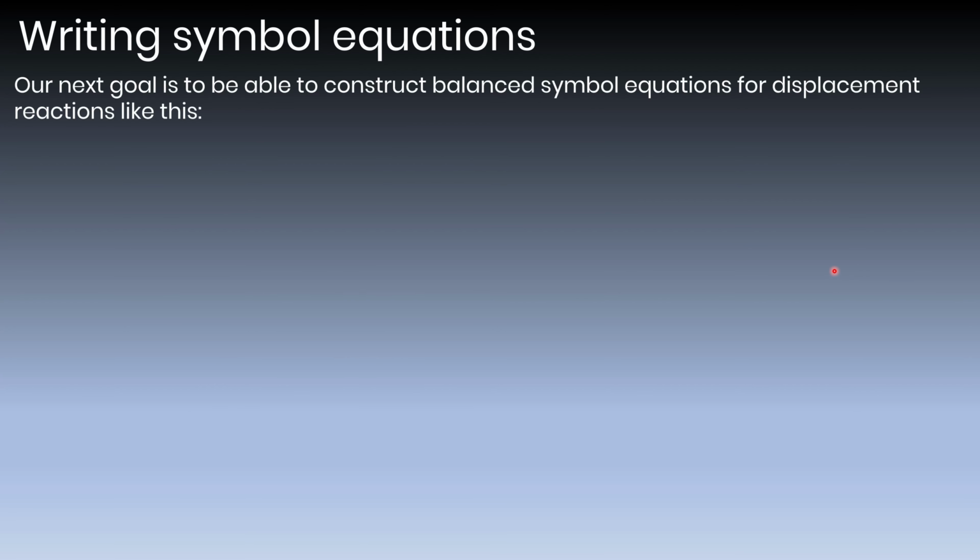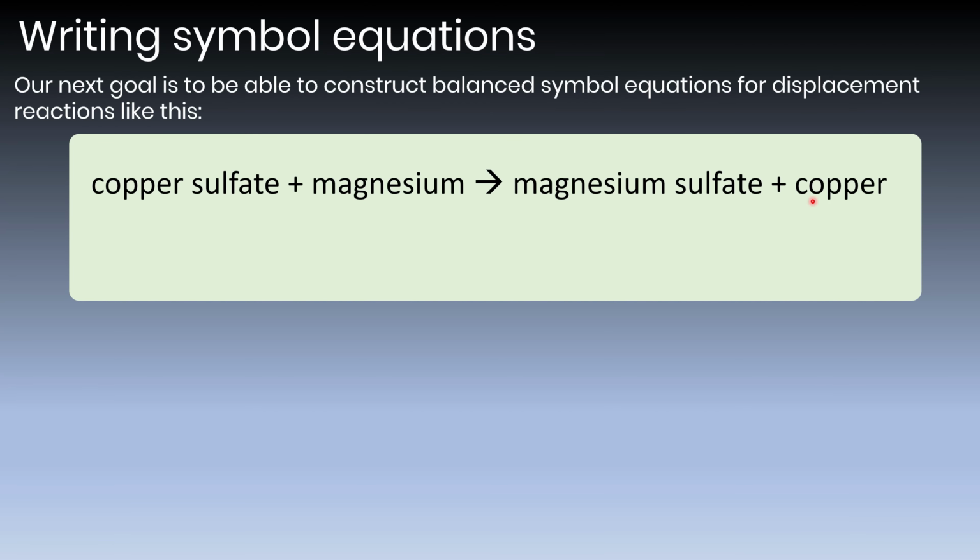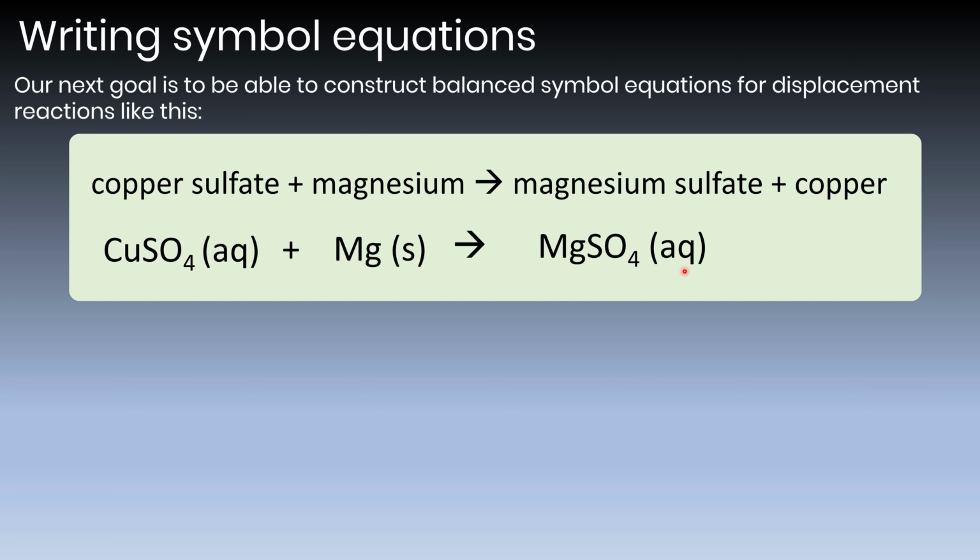Our next goal is to be able to construct balanced symbol equations for displacement reactions. You've already practiced writing word equations for displacement reactions in the previous examples. Now what we want to do is take the names of these chemicals and write chemical formulae for them to make a symbol equation. For instance, you'd need to be able to work out that copper sulfate is CuSO4, magnesium is Mg, magnesium sulfate is MgSO4, and copper is Cu.